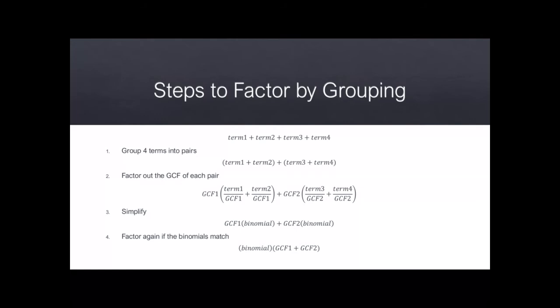So we're basically taking four terms, and we're turning it into two things multiplied together, just like when you're factoring a trinomial. So we're taking four things and we're trying to get them to two things multiplied together. And that's the goal, and you follow these steps.